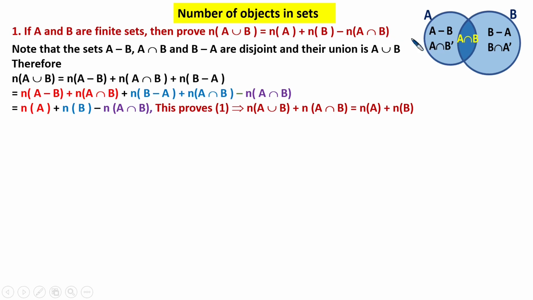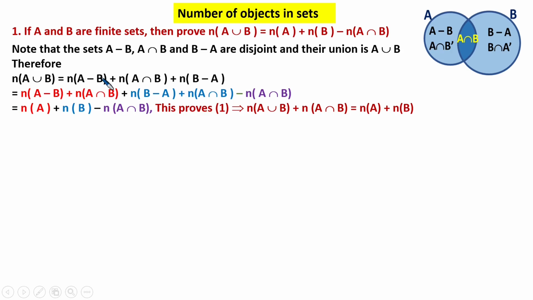So how do you prove it mathematically? Note that the set A minus B is this light blue region, which you can write as A intersection B prime, as we saw earlier, but let us ignore this for the time being. So you have the set A minus B, the set A intersection B, and the set B minus A. These are all disjoint. Therefore, the number of elements in A union B is equal to the number of elements in A minus B plus the number of elements in A intersection B plus the number of elements in B minus A.